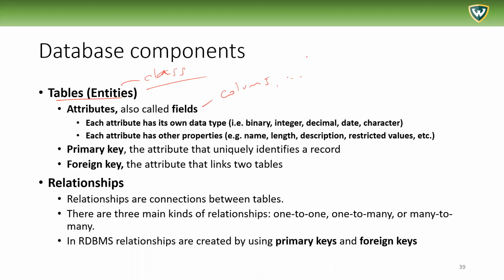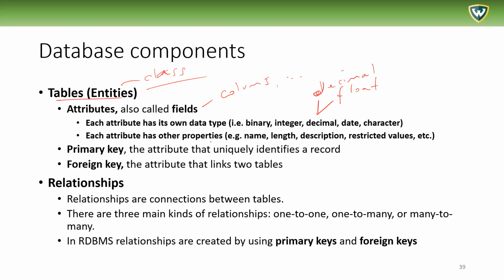Each attribute has its own data type. Usually it's going to be one of these: binary, that is true or false, 0 or 1; integer, which is non-decimal numbers, 1, 2, 3, 4, 5, 6, 7; a decimal, 1.34, 3.14, and so on; a date; and character, which is also called text or string. And this is usually really the five, but they can get broken down depending on the system, float versus decimal, and it does get a little bit more complicated, but essentially these are the basic ones.